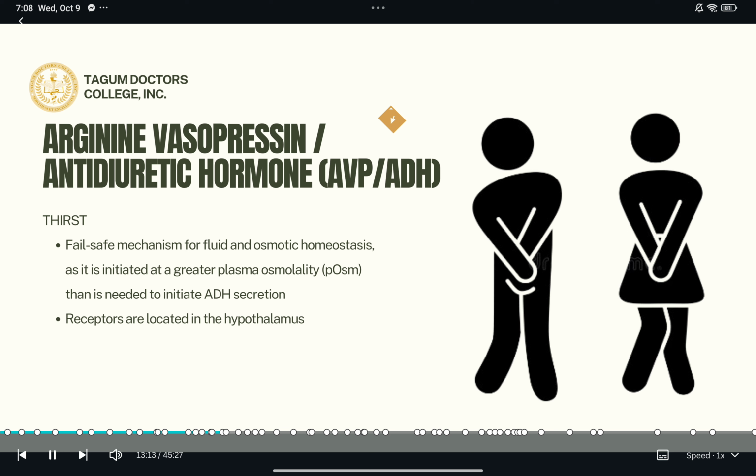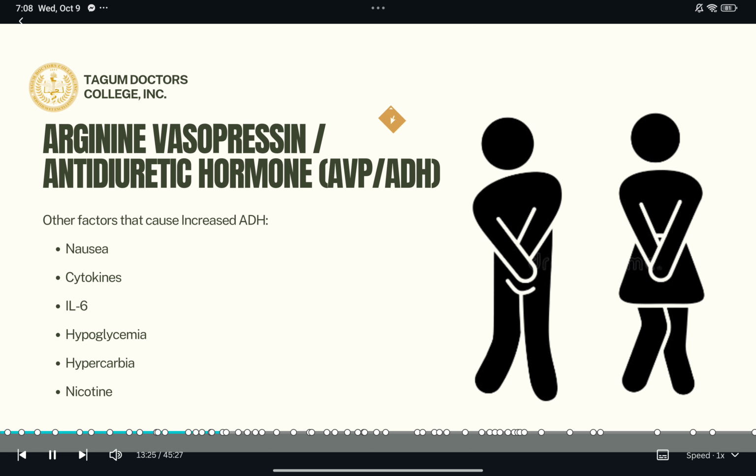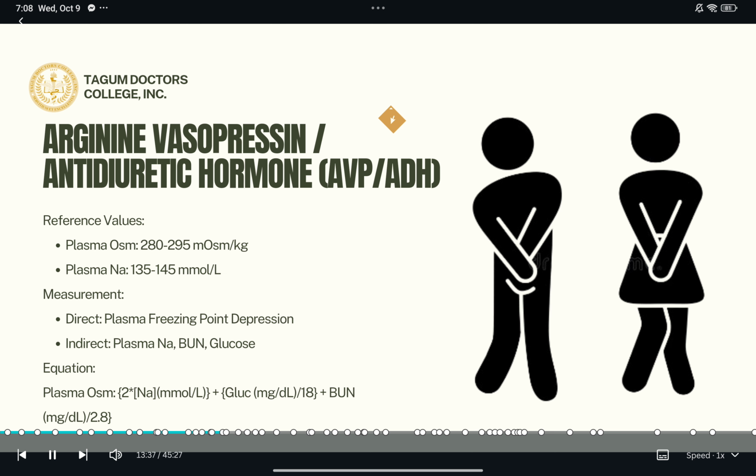Okay, so that dehydrate as well. Okay, it doesn't just cause a surge of vasopressin, but also induces the feeling of thirst. Other factors that can cause an increase in ADH would be nausea, cytokines, interleukin 6, hypoglycemia, hypercarbia, and nicotine. Okay. The reference value for AVP would be a plasma osmolality of 280 to 295 or a plasma sodium level of 135 to 145 millimoles per liter.